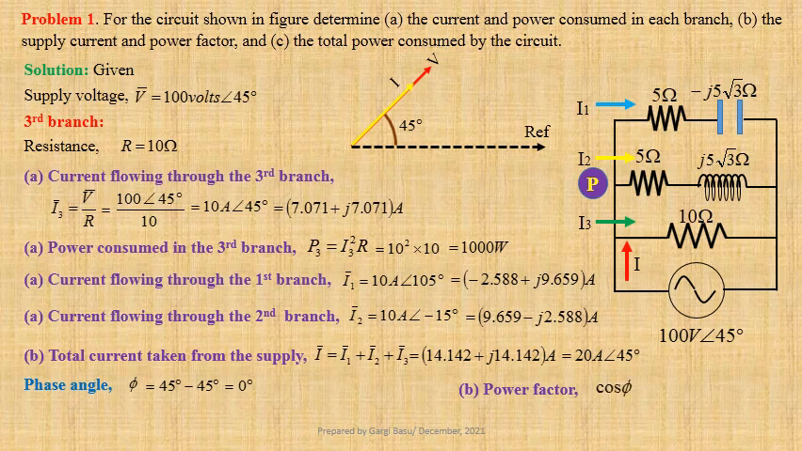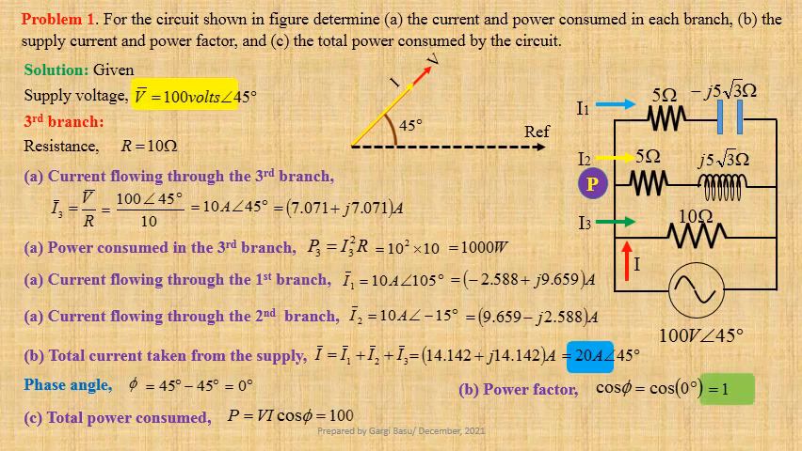Let us now calculate overall power factor. Cos phi equals cos of 0 degree, that is equal to 1. Now we shall determine total power consumed by the circuit. P equals VI cos phi. Using values we get 100 into 20 into 1, that is equal to 2000 watts.